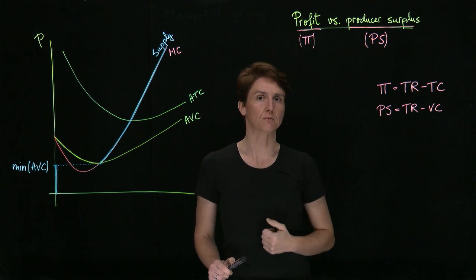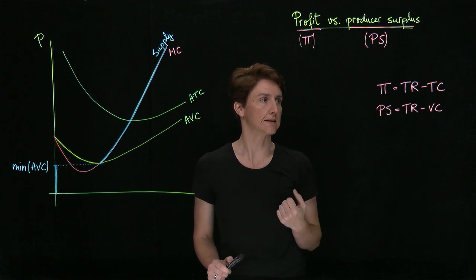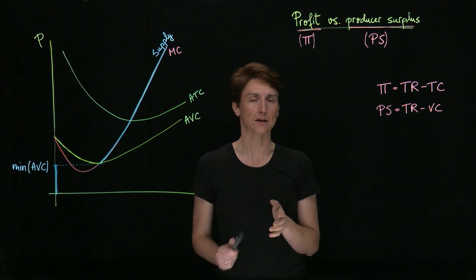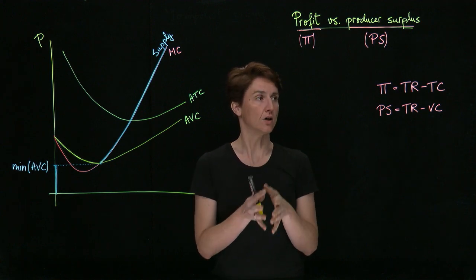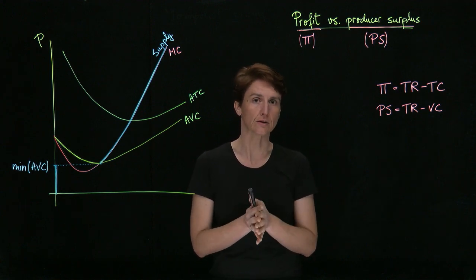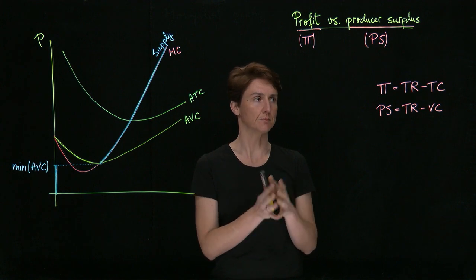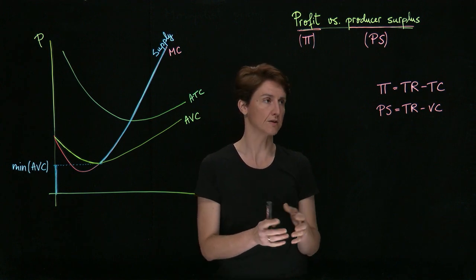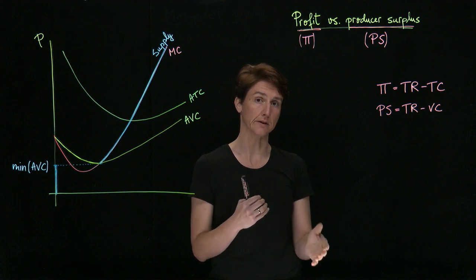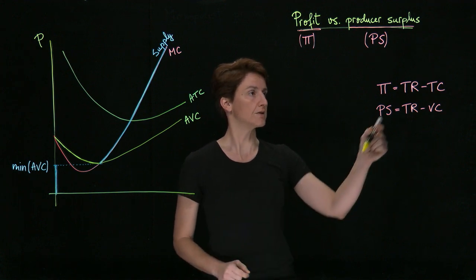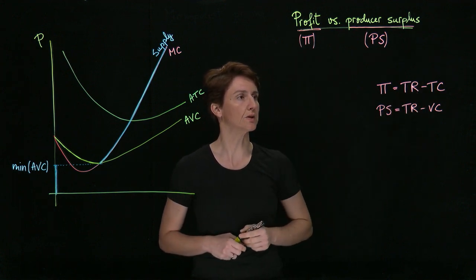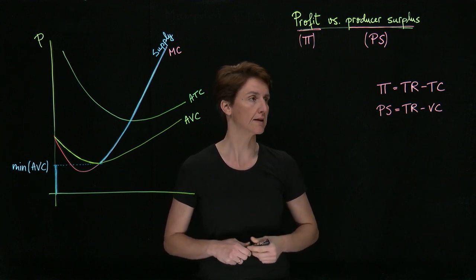Under the assumption we've been making for our introductory class, we said that anytime a cost is not directly going to increase with the amount produced, it must be sunk. So fixed cost for us is sunk. It's not recoverable in the short run. And so that will be the difference between profit and producer surplus.